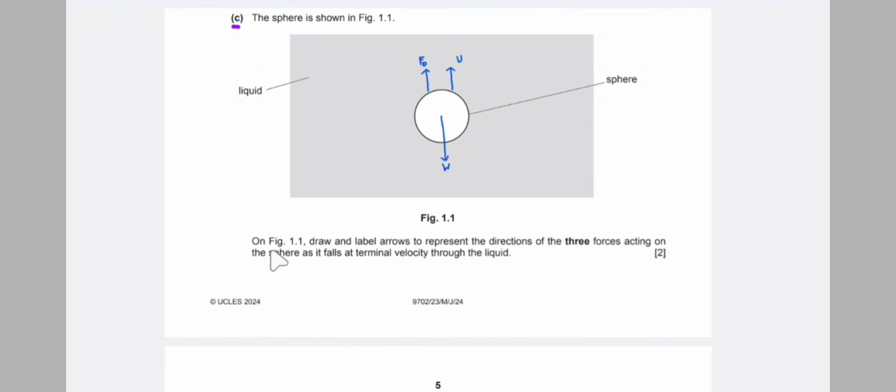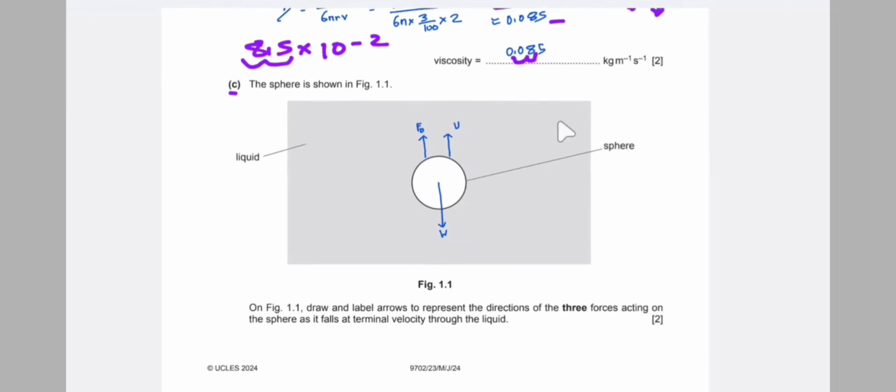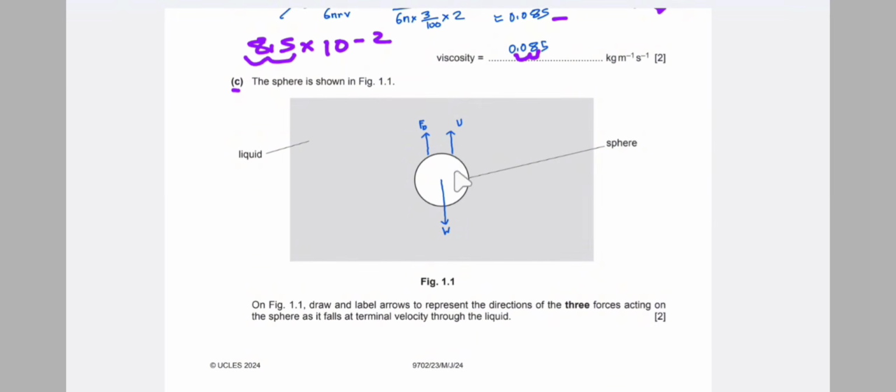Part C. On figure 1.1, draw and label arrows to represent the direction of the three forces acting on the sphere as it falls at terminal velocity through the liquid. Since the sphere is falling at terminal velocity, that means it is a constant velocity where the resultant force, F net, is 0. Since the resultant force is 0, the upward force must equal the downward force. The downward force is the weight, acting vertically downwards from the center. Since the sphere is a uniform object, its mass is concentrated at the center, so the weight acts from the center, vertically downwards.